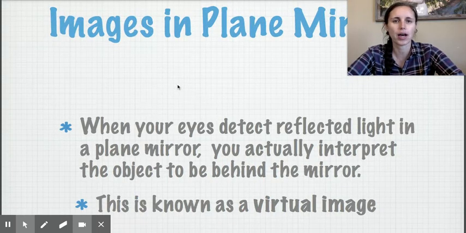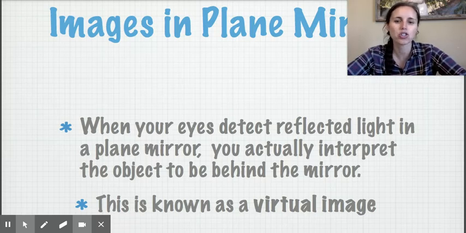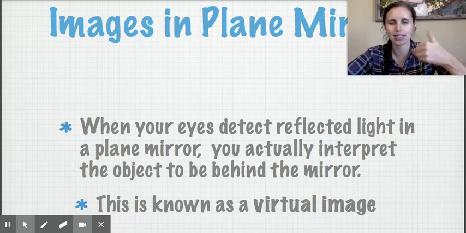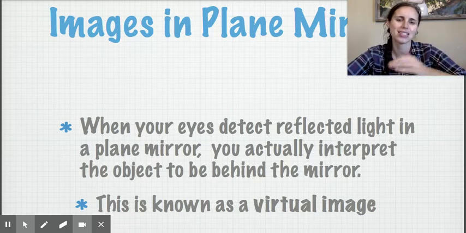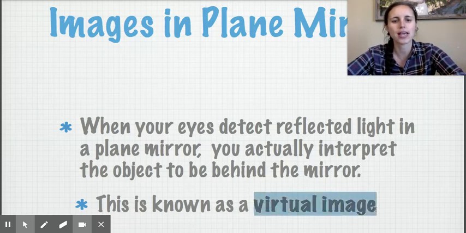So a little bit about when you actually look in a mirror. When your eyes detect light in a plane mirror, you actually interpret the object to be behind the mirror. So when you're looking into a mirror, to your eyes and to your brain, it looks like you're actually standing behind the mirror. It looks like you're the exact same depth as you would be behind the mirror. We actually call this a virtual image.